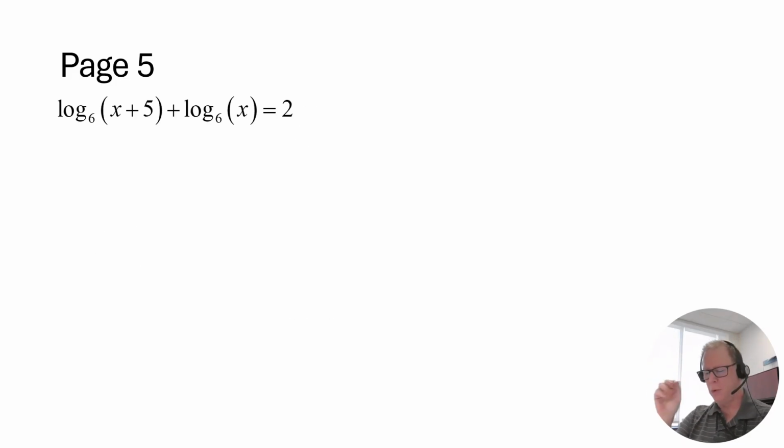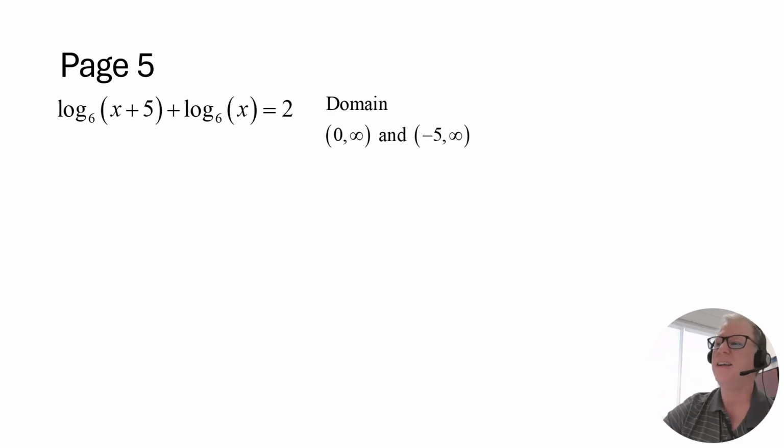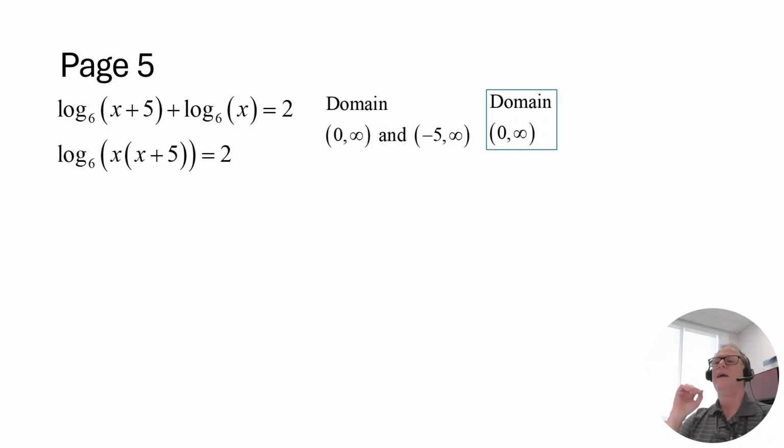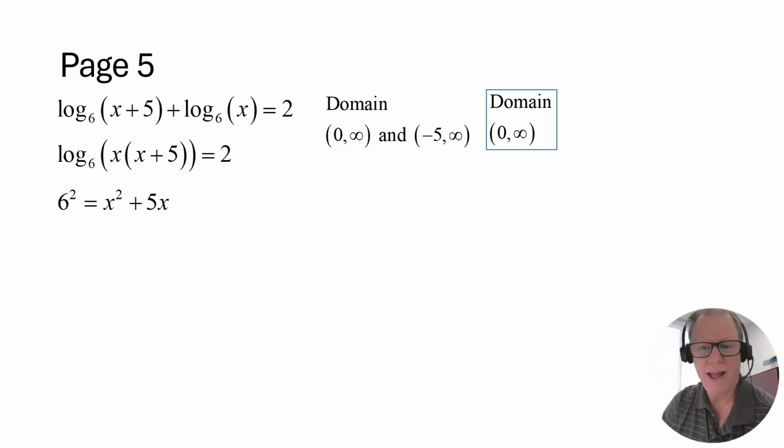Here's another example. We've got two logarithms. They are both on the same side, so I'm going to combine them on that side. Again, there's the domain. I'll talk about that at the end. So the arguments get multiplied, and now I've isolated the logarithm, so I'm going to turn it into an exponential. 6 squared equals that quadratic. So now it's just a quadratic. Solve it the way you have solved quadratics all semester.